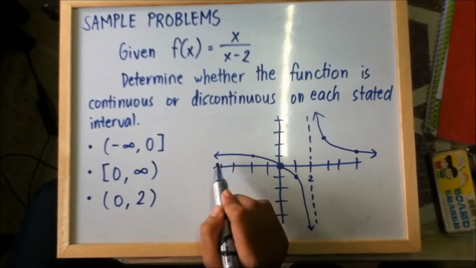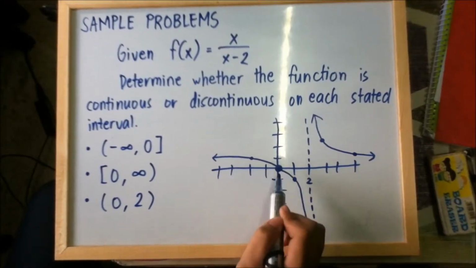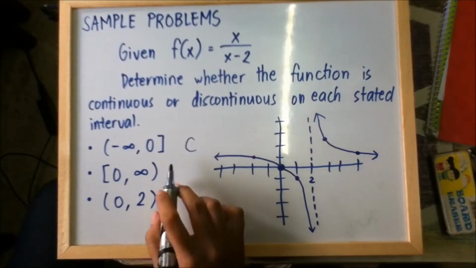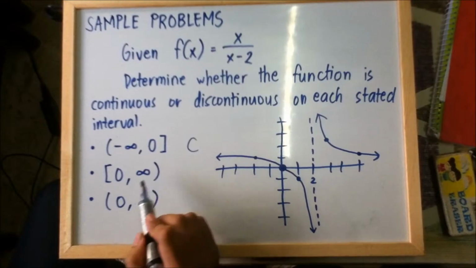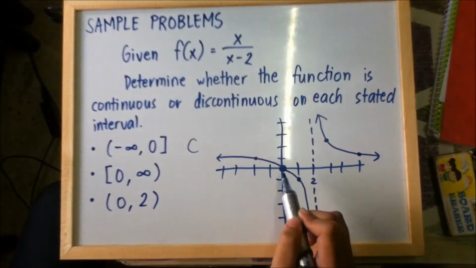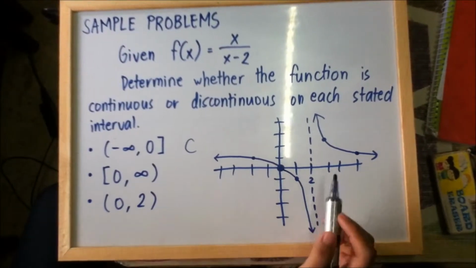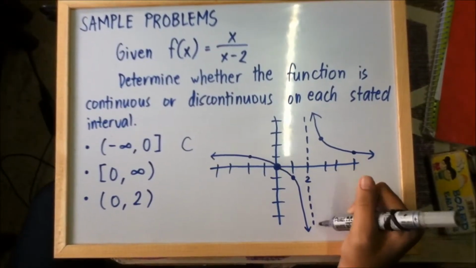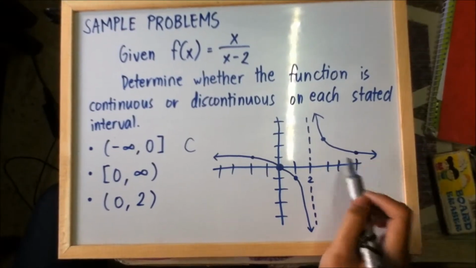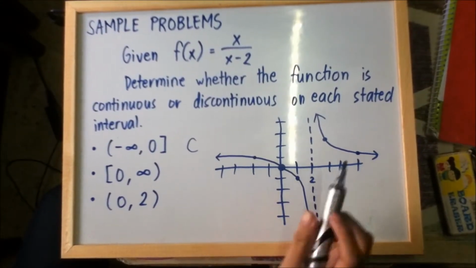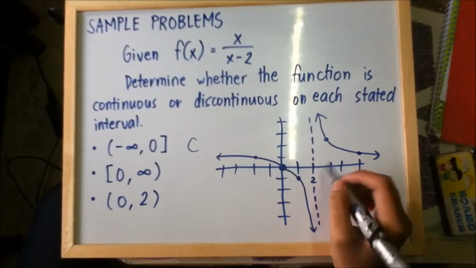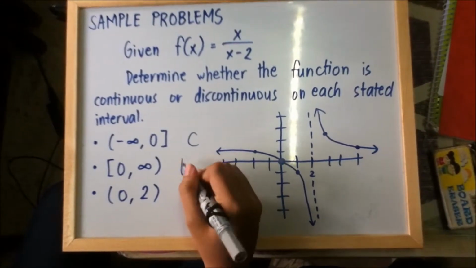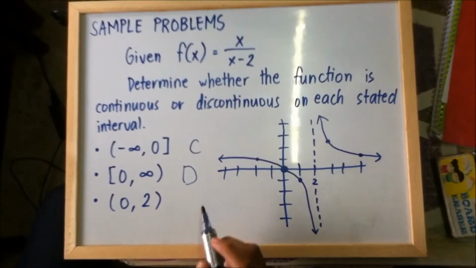We can see that there are no breaks or hollow points or asymptotes that get in the way, so therefore this interval is continuous. However, on this interval 0 up to positive infinity, we can see that there is an asymptote getting in the way to pass through the positive infinity. 0 is included, but because there is an asymptote, this is obviously discontinuous.